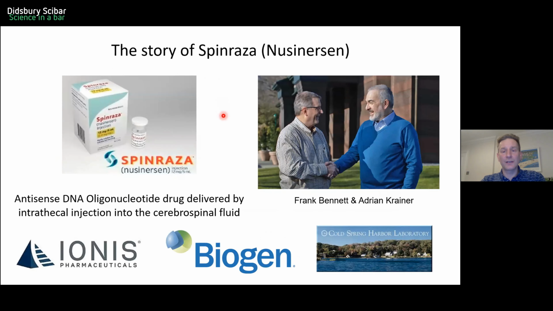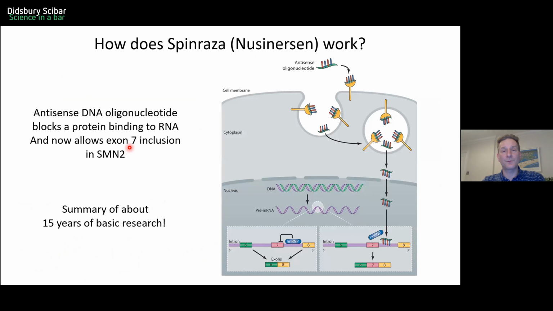Now, this is a really great story about this drug called Spinraza, or nusinersen, and it's an antisense DNA oligonucleotide drug. It was discovered and worked on together by two scientists, Adrian Krainer, who is a colleague of mine back in America, and Frank Bennett. Adrian works at Cold Spring Harbor Labs, and Frank Bennett works for a company called Ionis, which develops these antisense DNA oligonucleotides.